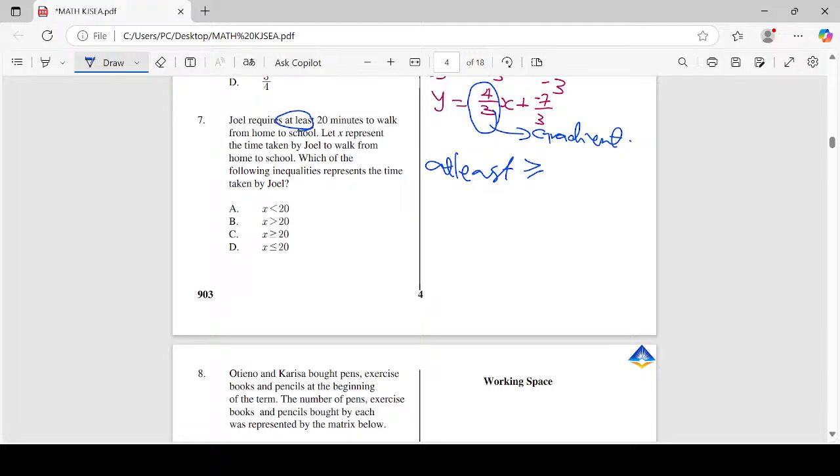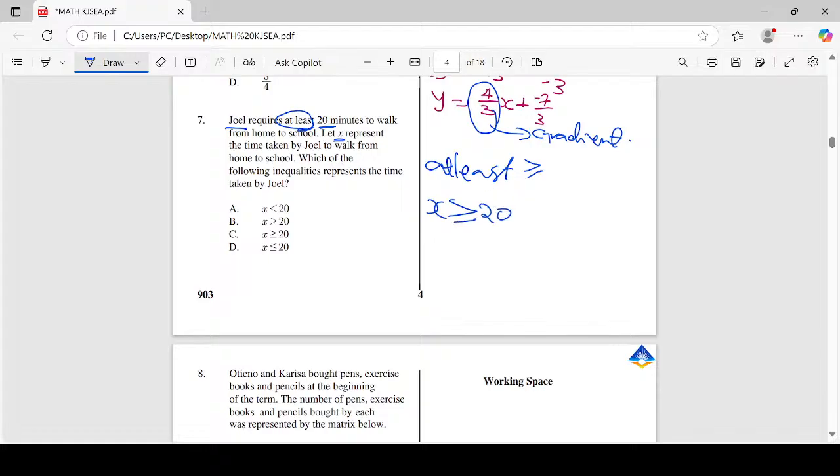So when we hear that Joel requires at least 20 minutes, then Joel can use 20 minutes, 24 minutes, maybe even 30 minutes, we don't know. But when we say Joel requires at least 20 minutes to walk, and X represents the time taken, then that X should be greater than or equal to 20.